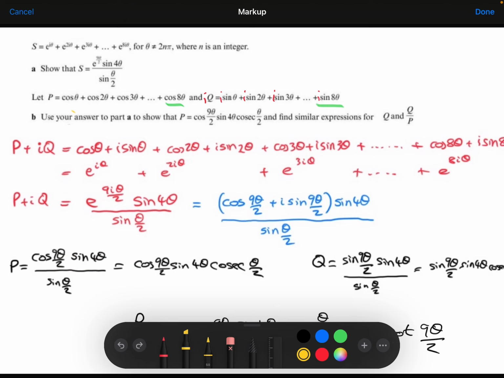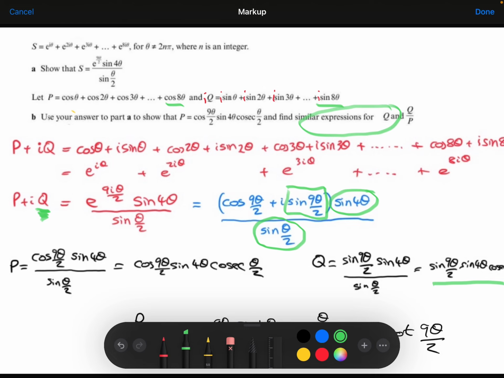Just as P is the real part of that sum, Q is the imaginary part of the sum. So Q is sine 9 theta over 2 times sine 4 theta over sine theta over 2. Which again I can rewrite with the cosec. So that's my similar expression for Q.